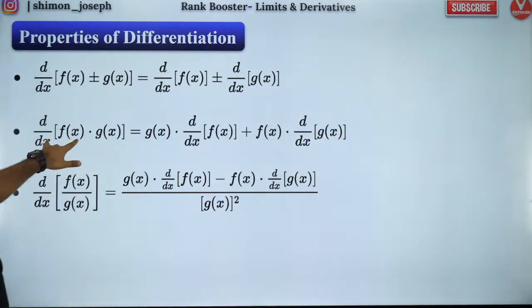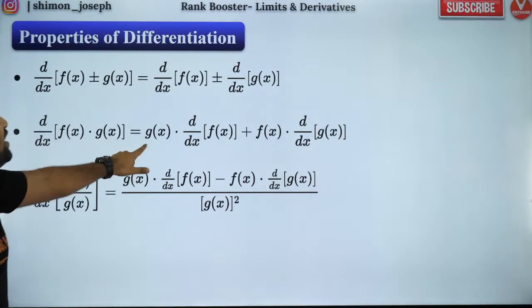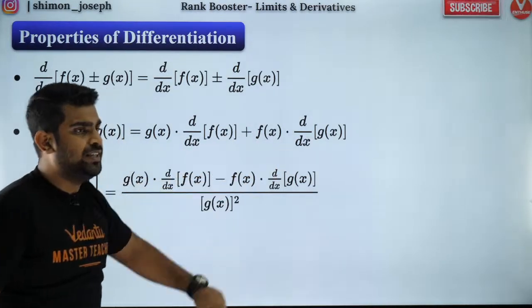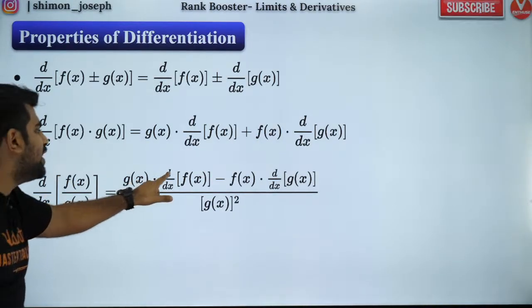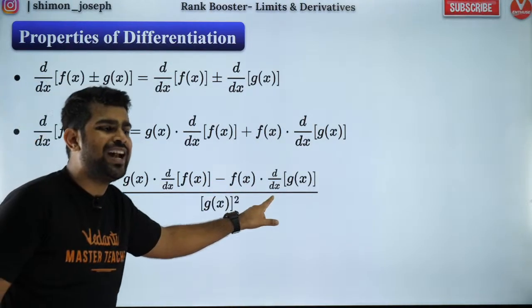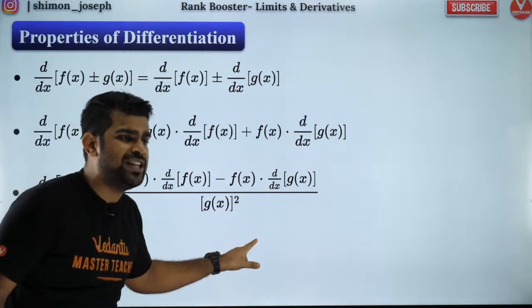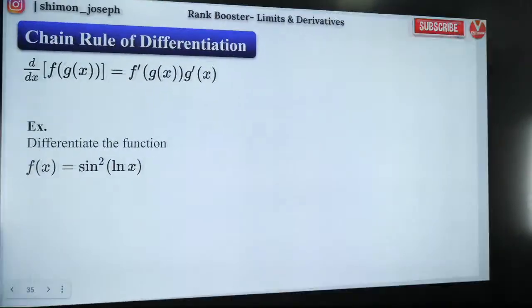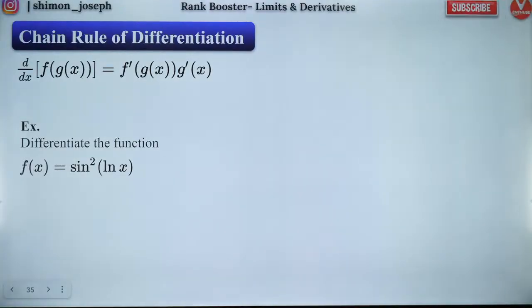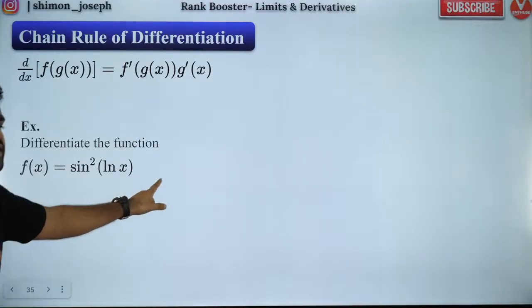Got it? So the derivative of UV is equal to UV dash plus U dash V. And if you have U by V, it will be the denominator into derivative of numerator minus numerator into derivative of denominator, divided by denominator square. Got it? So remember those things. They are very, very important. Now solve this question. Let me see if you guys can solve it.